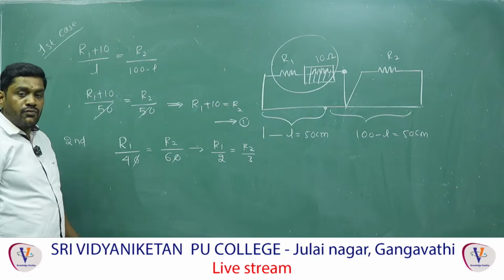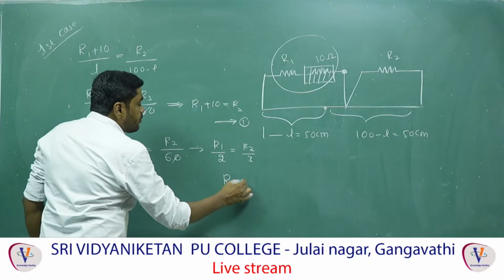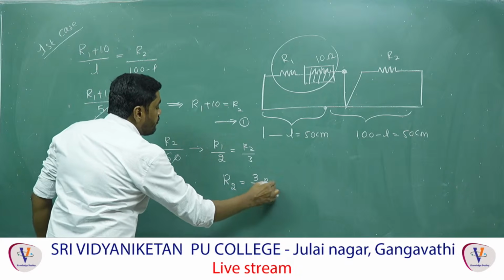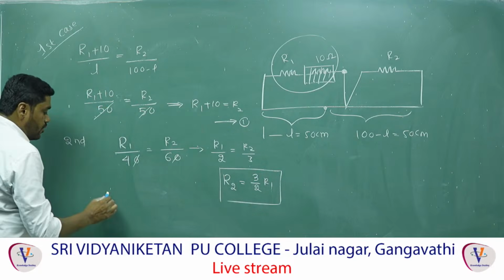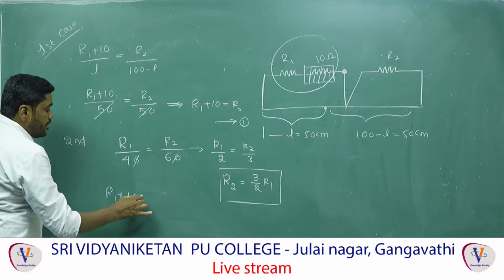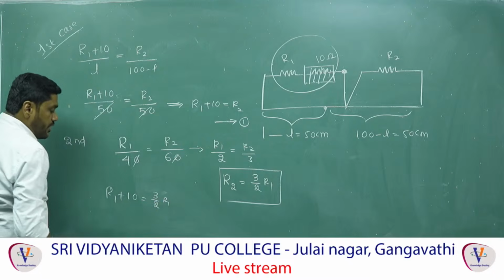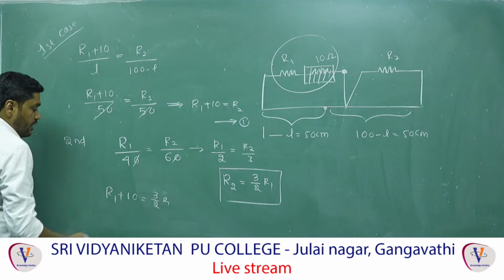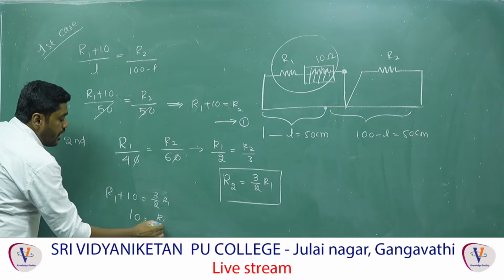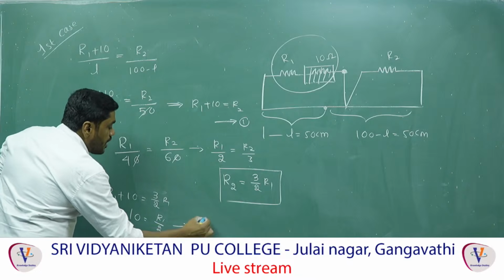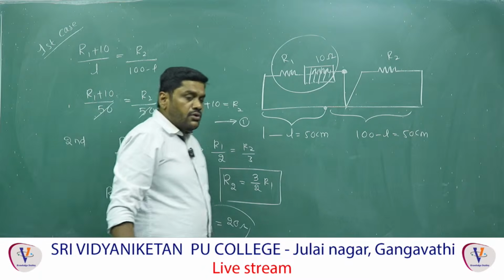Now they are asking us the value of R1. So here R2 is equal to 3 by 2 R1. So this R2 value you substitute in equation number 1. Therefore what we can get now? R1 plus 10 is equal to R2, that is equal to 3 by 2 R1. So if you bring this side, 10 is equal to, if you bring the R1 this side, it becomes R1 by 2. Therefore now R1 is equal to 20 ohm. Okay? R1 value is 20 ohm.